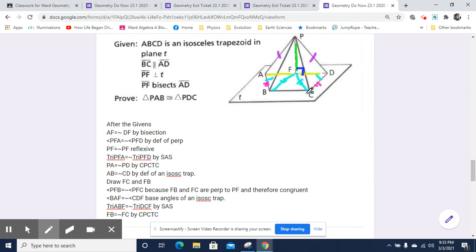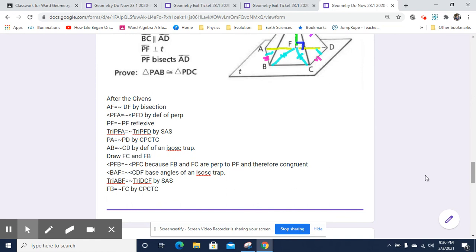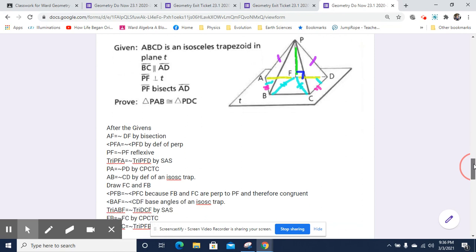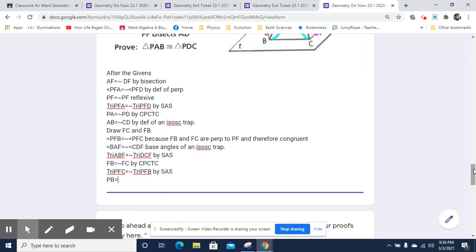So we can now say PFC and PFB are congruent because this angle here and this angle here are congruent. So we got side, angle, side again. Side, angle, side is getting a lot of work today. So we can say triangle PFC is congruent to triangle PFB by side, angle, side. Now we're almost there. Now we can say that PB and PC are congruent by corresponding parts of congruent triangles are congruent.